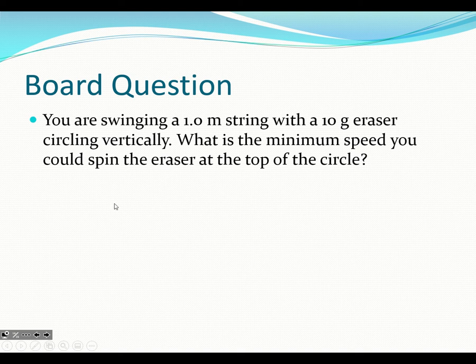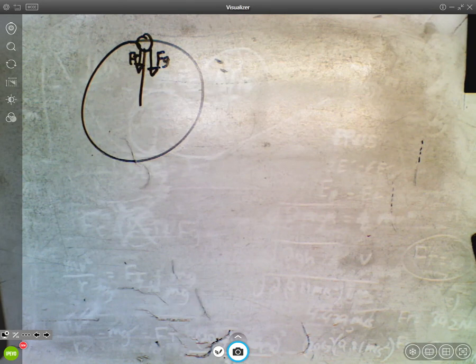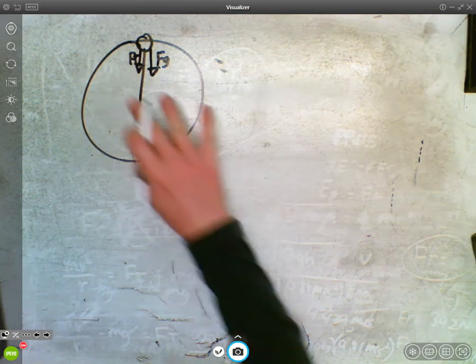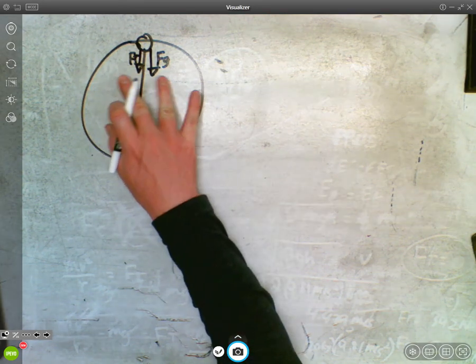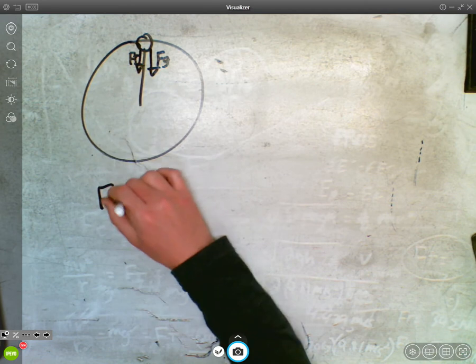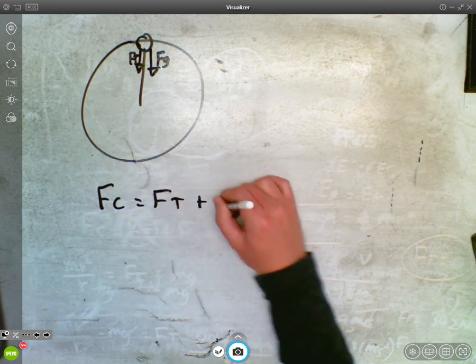Okay, let's do this. So at the top, this is a circle. This is a string, this is the eraser. So the length of the string is actually your radius. At the top of the circle, just like every other time, your force of tension and your force of gravity are both towards the center of the circle. So force of tension, force of gravity, same as always, right? So our Fc is equal to Ft plus Fg.